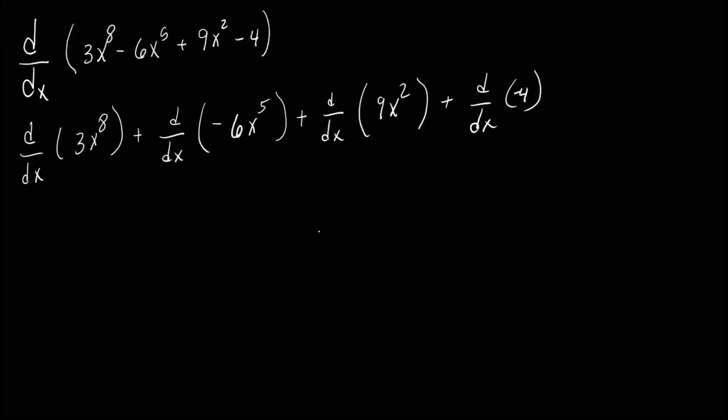So I'm going to take my 8 over, so the 8 goes in front. So I have 8 times 3x to the 7th power. Bring my 5 over. 5 times negative 6 is negative 30, x to the subtract 1, 4th power. Bring the 2 in front of the 9. 2 times 9 is 18, x to the 1st power, plus 0.